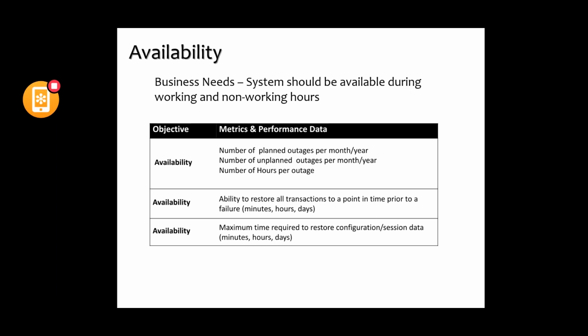This is the criteria we would be defining under the non-functional requirement, so that once the system is up and running, we measure these things and check whether they are in line with the metrics that we identified earlier. Number of planned outages per month or per year: how many planned system downtimes? Outage is nothing but the downtime. How many such planned outages do we have in a month or a year? Then the number of unplanned outages, the acceptable unplanned outages, and the number of hours per outage.